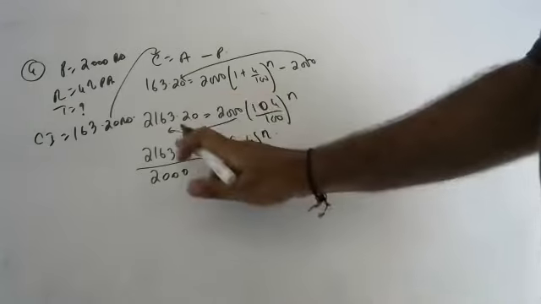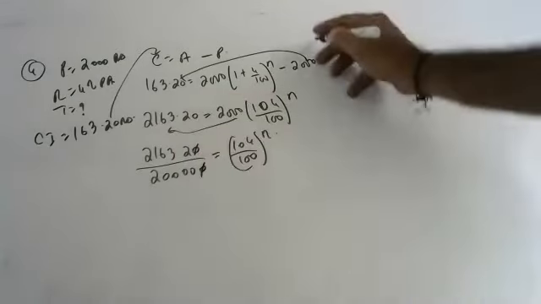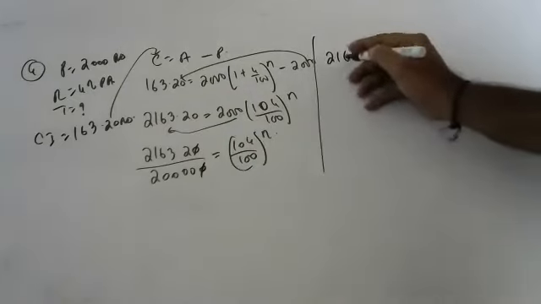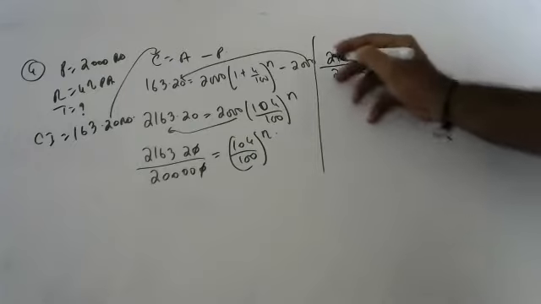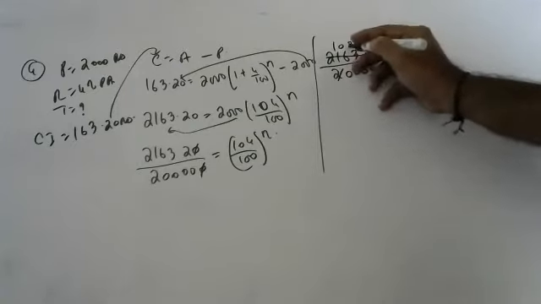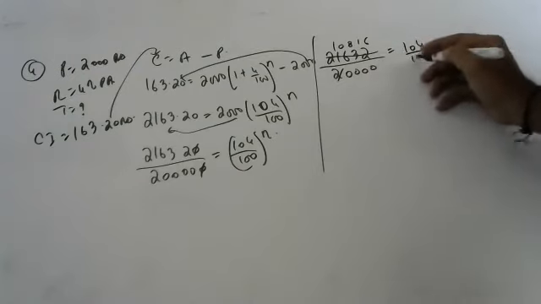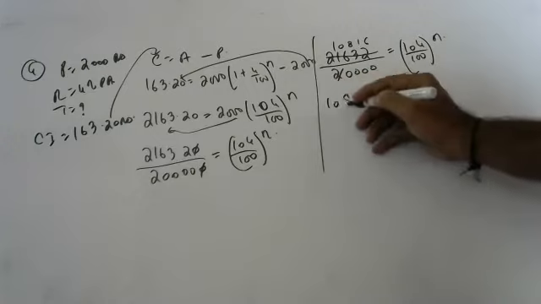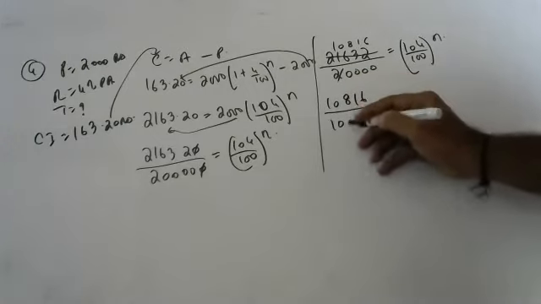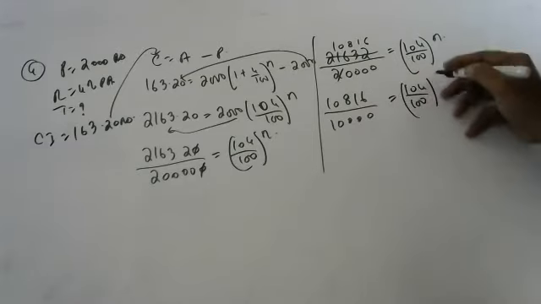If I remove this point, 2 zeros will go. So the answer is 1632 by 2, that is 10816 by 10,000. This is 104 by 100 whole to the power of n. So 10816 by 10,000 is equal to 104 by 100 whole to the power of n.